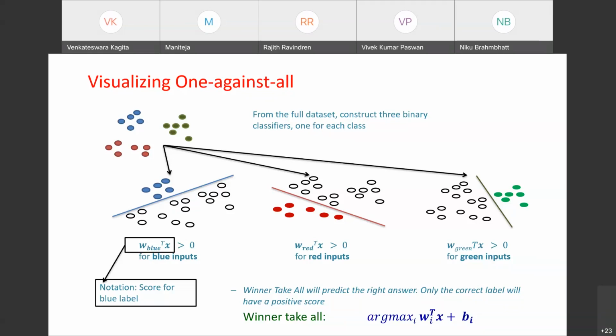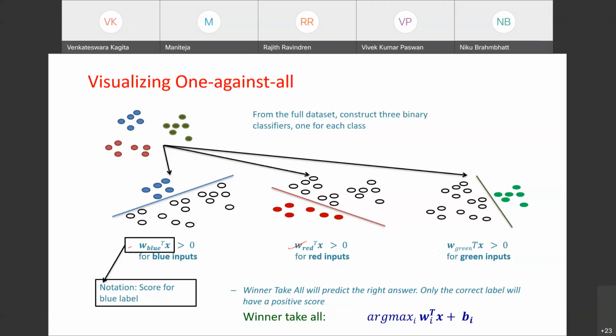And the prediction is based on winner takes all. It means given a new instance, you give it to all these classifiers: you give it to W_blue, you give it to W_red, you give it to W_green. Whichever gives the maximum value, you classify it as that. Very simple strategy, right? If you have three classes, you are learning three classifiers.